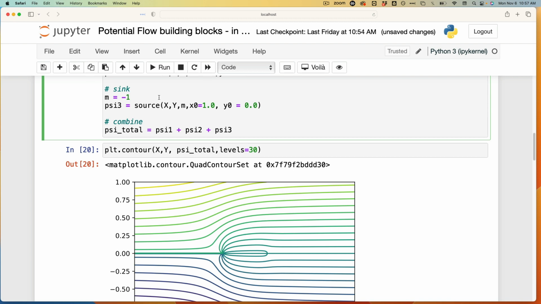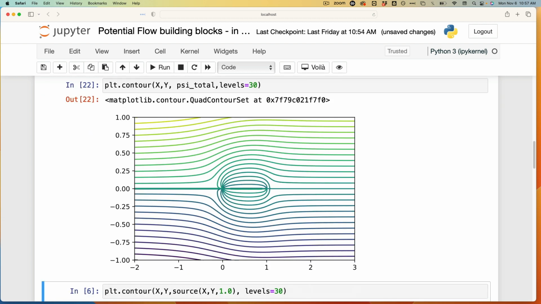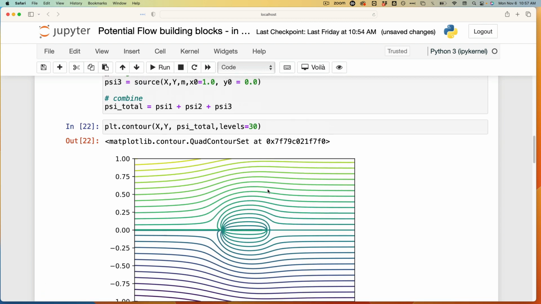We're going to put a bunch of sources and sinks and adjust their strength to create a certain shape. And we figured out that condition in the assignment. Okay? That's cool, right? It's going to give you all sorts of shapes.